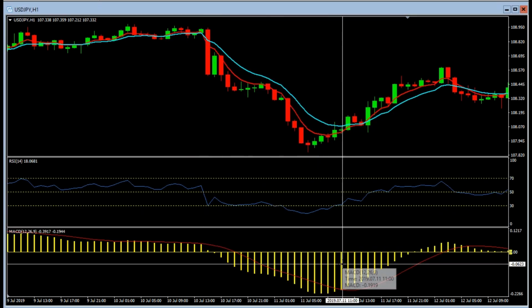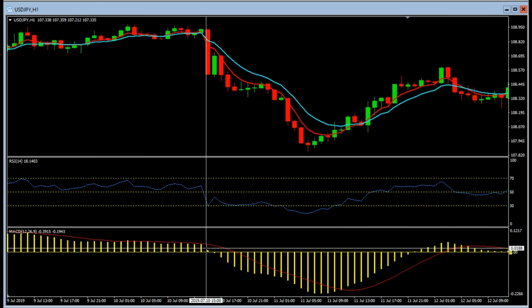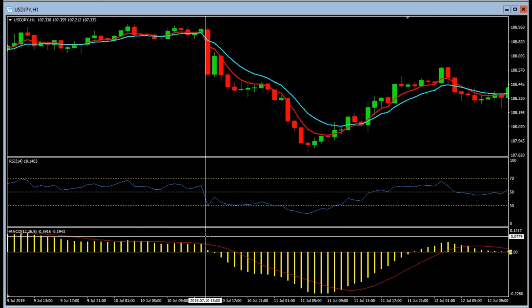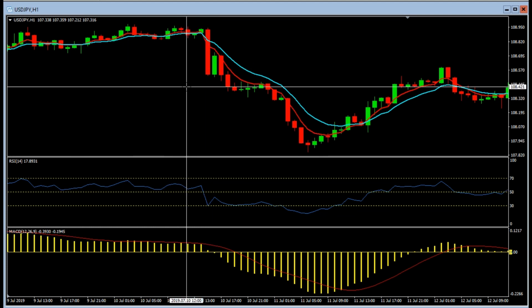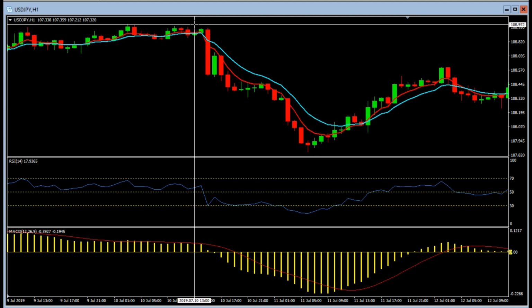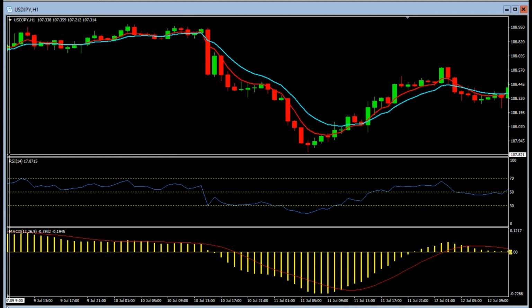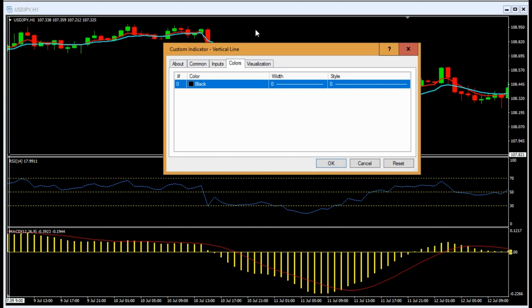Here it is. What this MACD is doing is preventing us from taking fake signals, and it is helping us to enter the market at the right time. So let's take a trade and see how it is done. Now we have to take a vertical line, which is the London Open. So here is the vertical line.